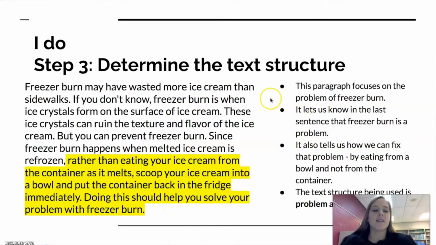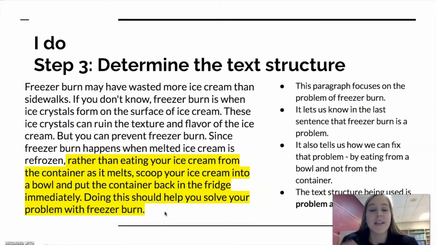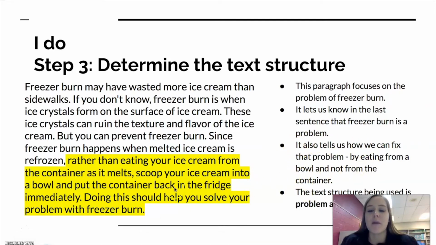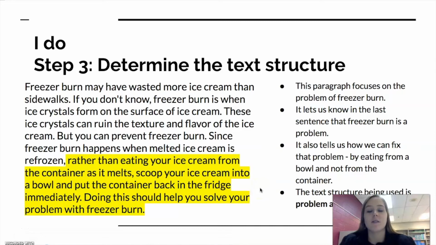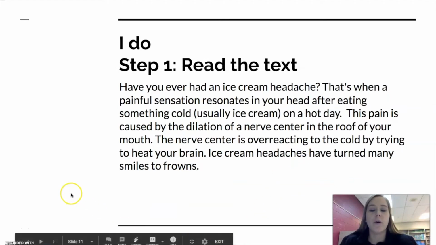Now, if we break this down, it tells us that this paragraph is talking about the topic of freezer burn. And it lets us know in the last sentence that the problem is sometimes we have ice cream and it gets freezer burnt and then it doesn't taste very good. It also tells us how we can fix that problem. We can avoid freezer burn by making sure we eat out of a bowl and not out of the container. So that tells us that the text structure is problem and solution. The problem is freezer burn. The solution is to make sure you eat your ice cream out of a bowl and not straight from the container.